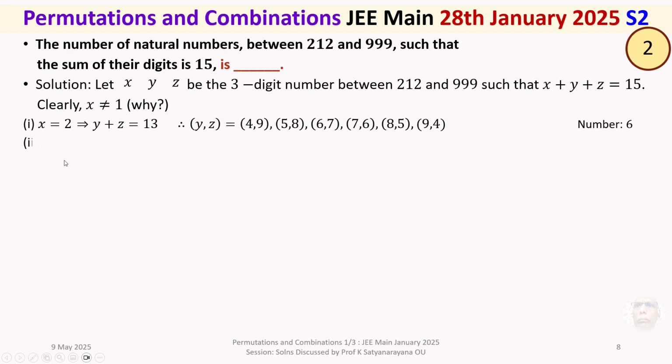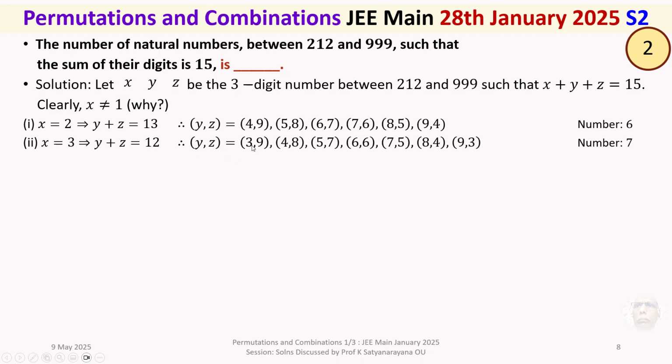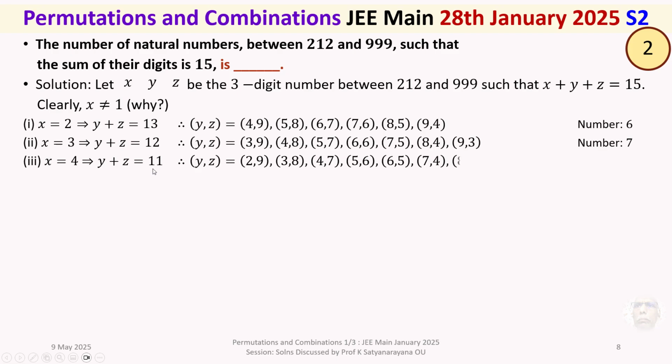Now let us take x equal to 3. Then y plus z will be 12. Then y comma z will start from 3 comma 9, 4 comma 8, etc., up to 9 comma 3. How many are these? These are 7 in number. Now x is equal to 4. Y plus z is 11. Then y comma z will be 2 comma 9, 3 comma 8, etc., up to 9 comma 2. The number of numbers is 8.